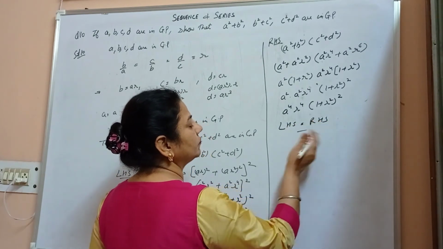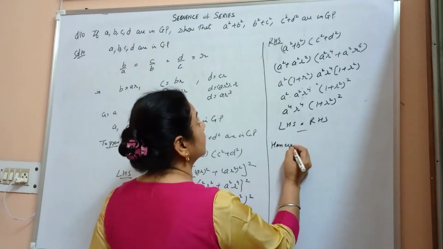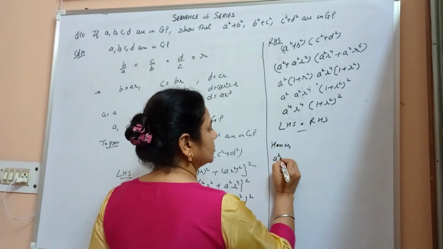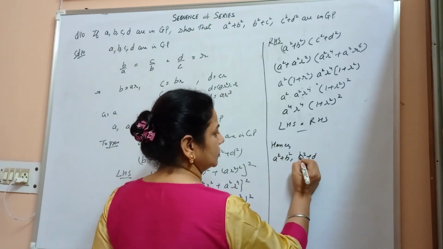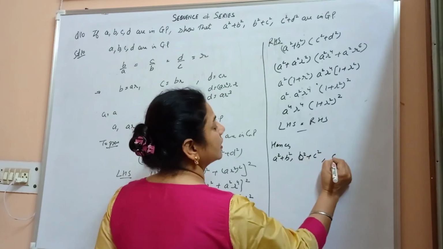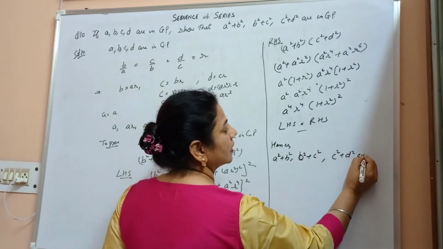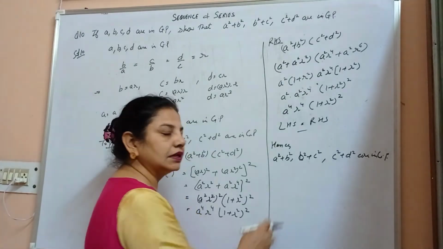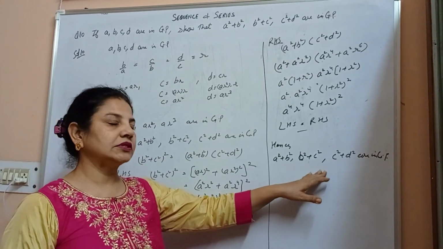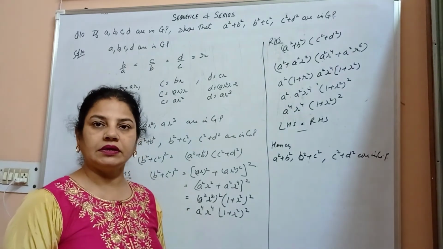This is what I have to prove. Hence, I can say that the given numbers a square plus b square, b square plus c square, and c square plus d square are in GP. This is what I have to prove.